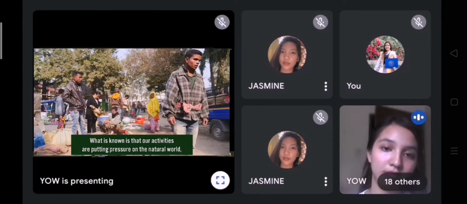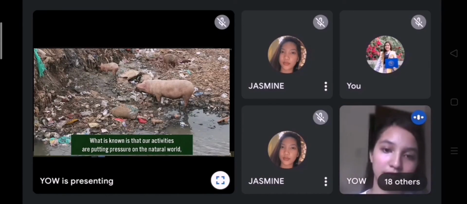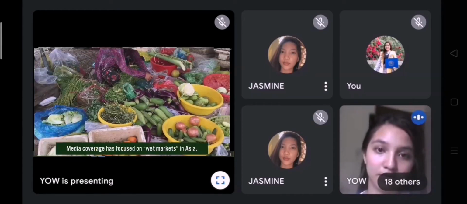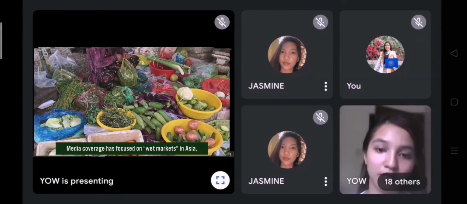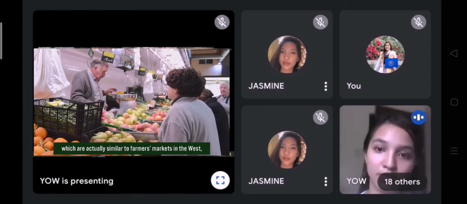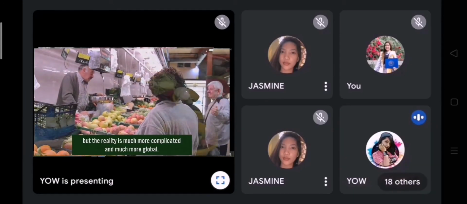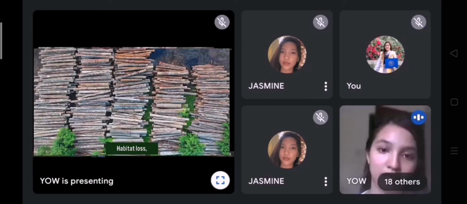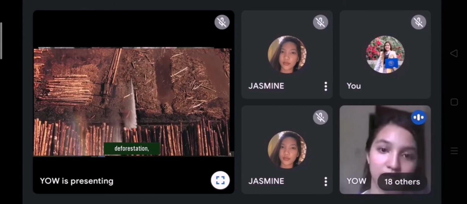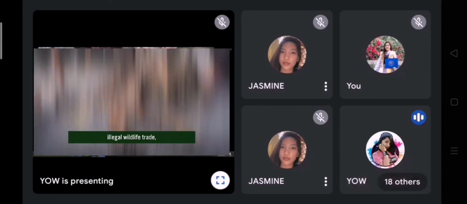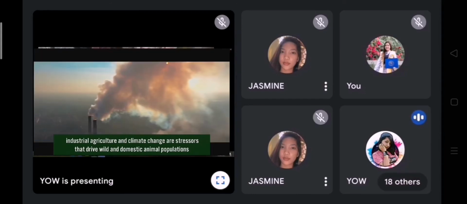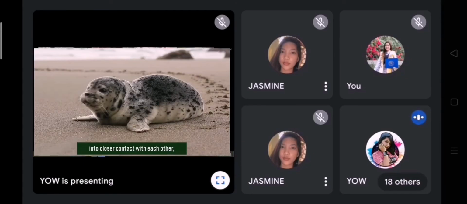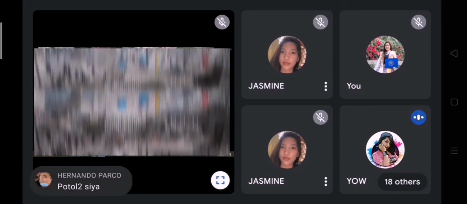What is known is that our activities are putting pressure on the natural world, making these kinds of outbreaks more likely. Media coverage has focused on wet markets in Asia, which are actually similar to farmers' markets in the West, but the reality is much more complicated and much more global. Habitat loss, ecosystem disruption, deforestation, illegal wildlife trade, industrial agriculture and climate change are stressors that drive wild and domestic animal populations into closer contact with each other and with humans.